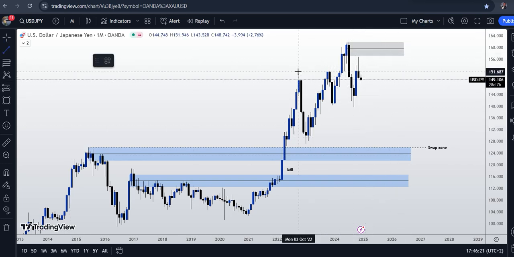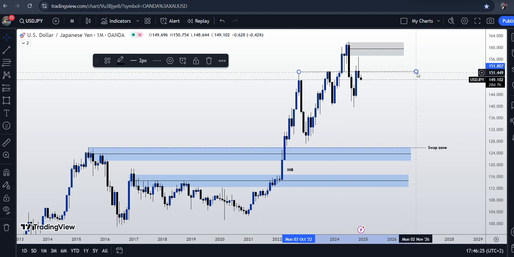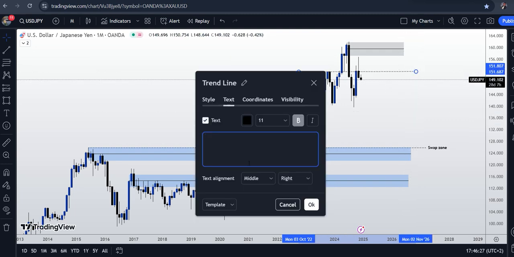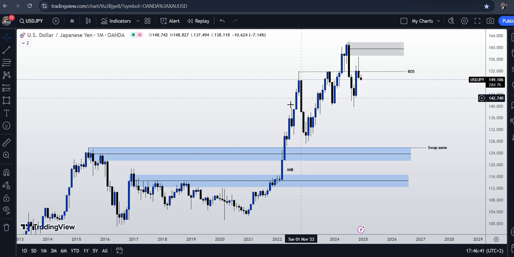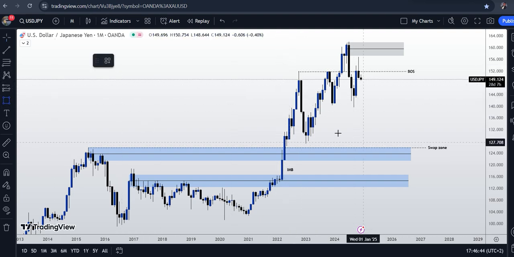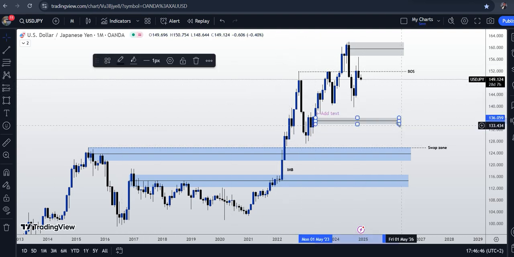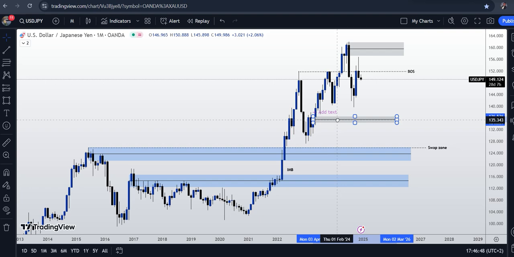Then I also have a significant level here, which is a break of structure. Okay, we can simply say break of structure, or if you want, we can call it a significant SR flip, which is resistance, support, resistance level. Then from here, what else can we see? All right, because my eyes are trained, so I can see a demand zone here.